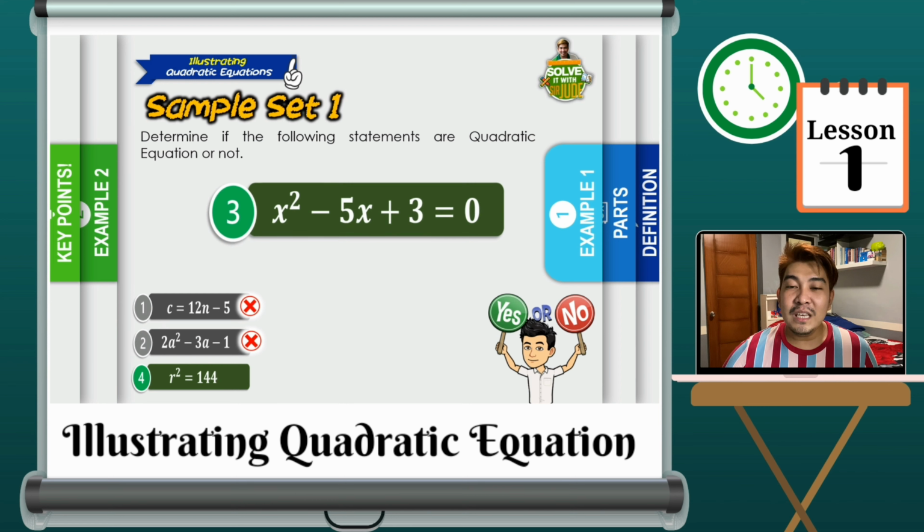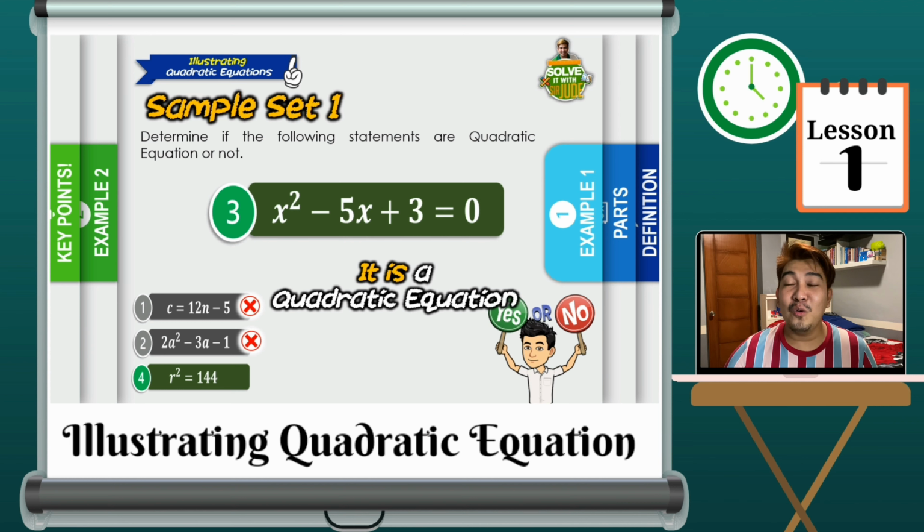Next, let us proceed with number 3. So for number 3, we are given with x squared minus 5x plus 3 is equal to 0. Is this a quadratic equation? Number 1, kailangan may equal sign siya para maging equation siya. So obviously, meron siyang equal sign dito. So therefore, it is an equation. Next, the second one. Kailangan ang degree niya ay 2, o ang highest exponent niya ay 2. So if you can see, we have here x squared. So therefore, this is a quadratic equation.